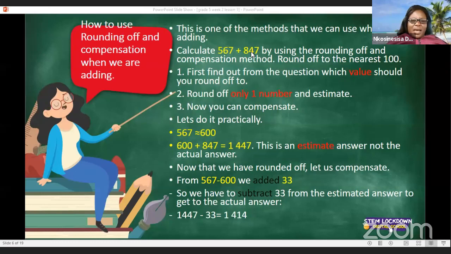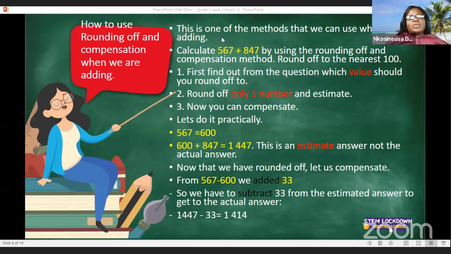So if you have to round off both the numbers, it means now you have to compensate both the numbers. I'll explain because I know we are not at the same level. For those of you that are really grasping, I would explain what happens if you round off both the numbers. How do you compensate? I'll also show you that. But for now, you just round off only one number and you estimate. So it doesn't matter which number you round off. I'll come to you. I see a hand raised.